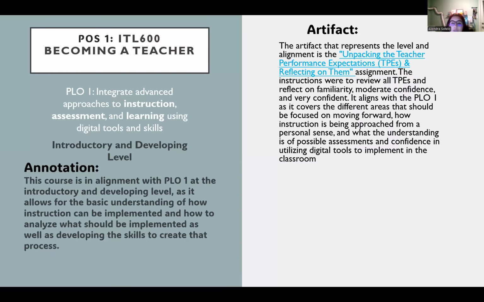The artifact that I chose in this sense was Unpacking the Teacher Performance Expectations and Reflecting on Them. I believe this represents the level and alignment, as the instructions were to review all the TPEs and reflect on familiarity, moderate confidence, and very confident. It aligns with PLO 1 as it covers the different areas that should be focused on moving forward, how instruction is being approached from a personal sense, and what the understanding is of possible assessments and the confidence in utilizing these digital tools to implement them in the classroom.